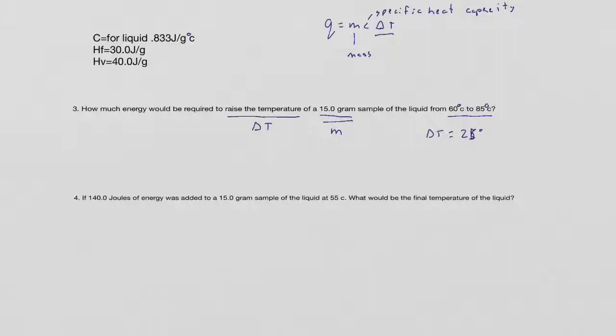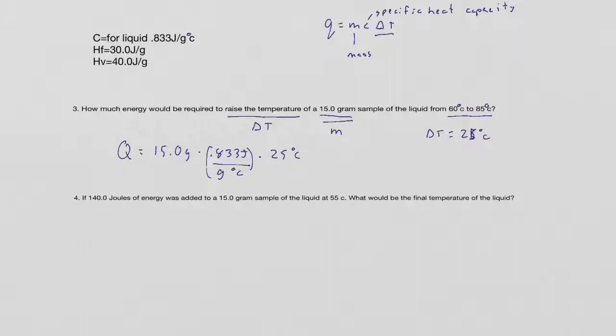That's 85 minus 60, which gives you 25 degrees. And then we just plug the numbers into the equation. So we have Q equals M, but we already know our M. Our M is 15.0 grams times C. C in this case is 0.833, and I'm going to make the parentheses, joules per gram per degree Celsius. And then you're going to multiply it by the change in temperature, times 25 degrees Celsius.